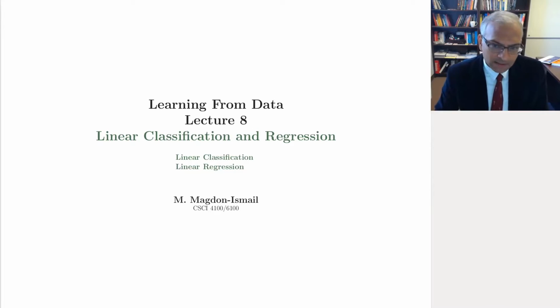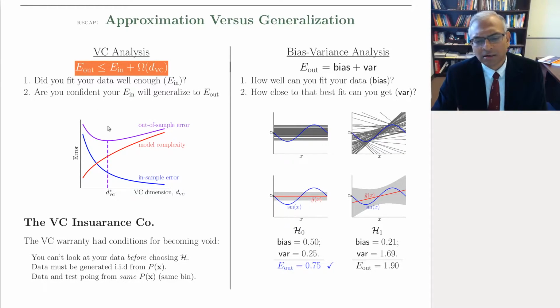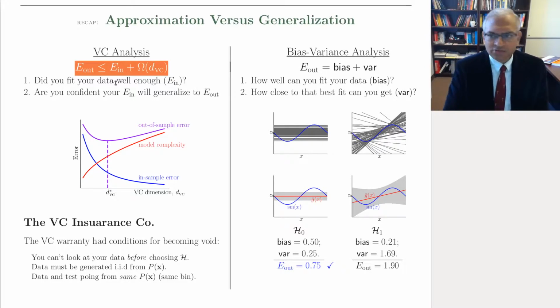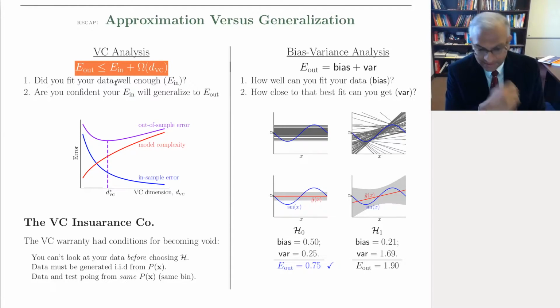So let's just recap where we were up until the last lecture. We've finished this theoretical tour de force where we developed this VC theory that applies to infinite hypothesis sets and establishes the link from E in to E out. So E out is at most E in plus a complexity error bar omega of dVc. So there's this VC dimension that captures the complexity of a hypothesis set with respect to its ability to fit data.